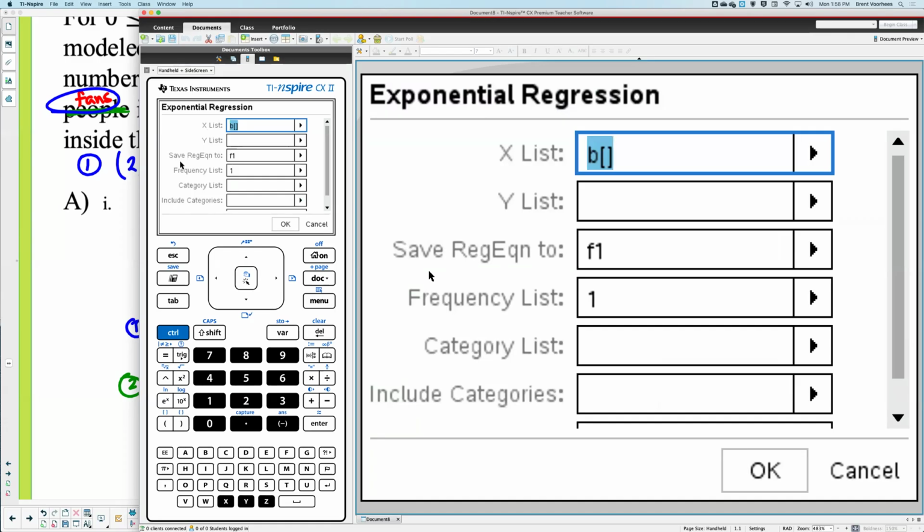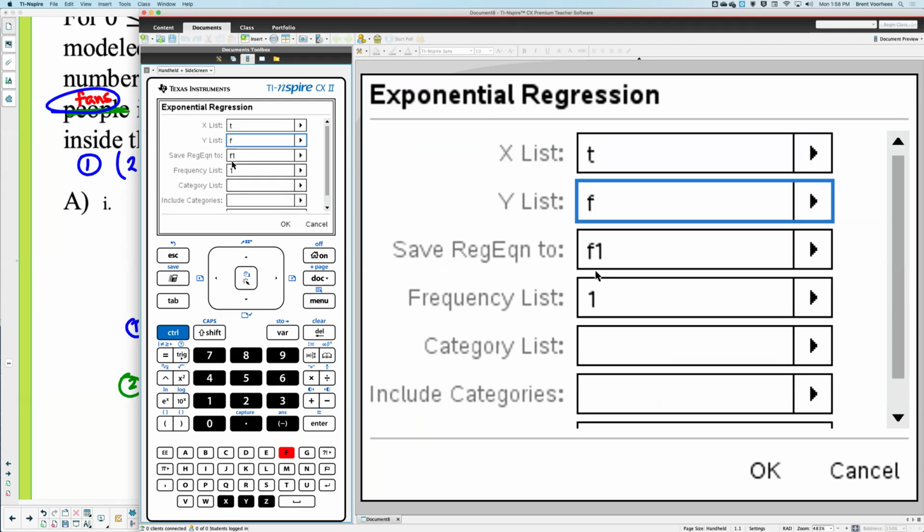This just means what did you title your independent column? What did we title our independent variable? T. T was our input. And what was our output? Our dependent variable? F for fans. It's going to save it to F1.